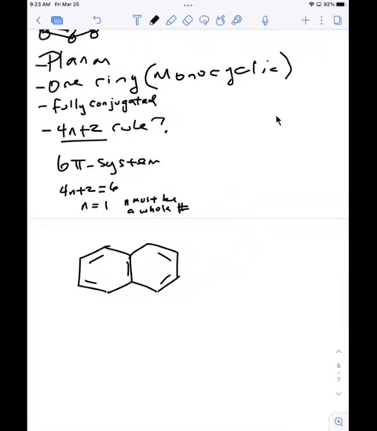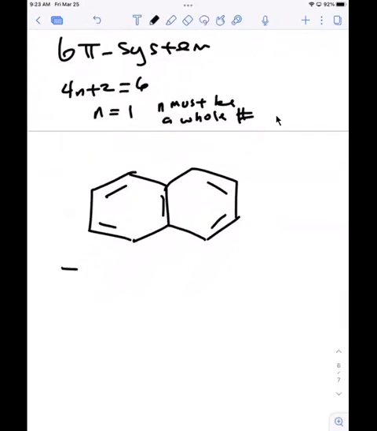Is it planar? If you had a model set and built this, you'll find that naphthalene is a very rigid bicyclic system. So it is planar. There's no flex or give or rotation around those bonds in that ring whatsoever. It is an exception, so we're not going to worry about it being monocyclic. Let's look at the conjugation and whether or not it meets the 4n plus 2 rule.